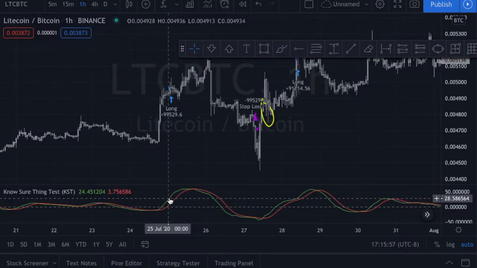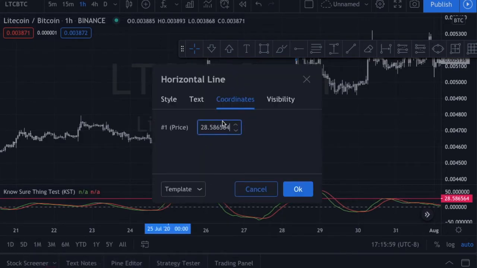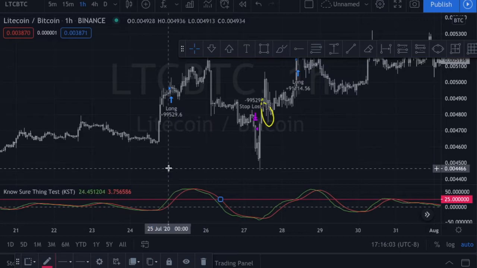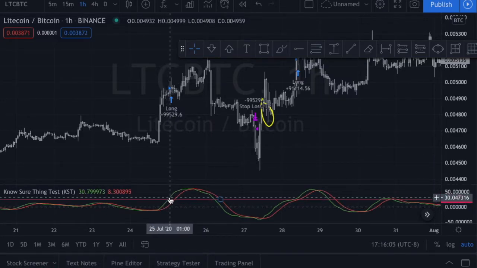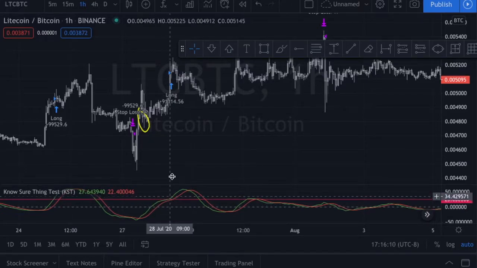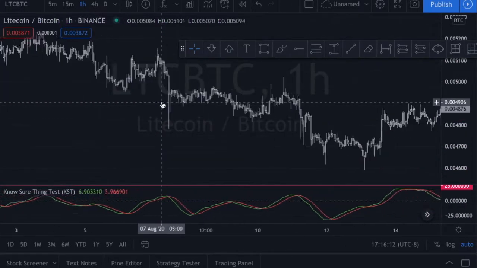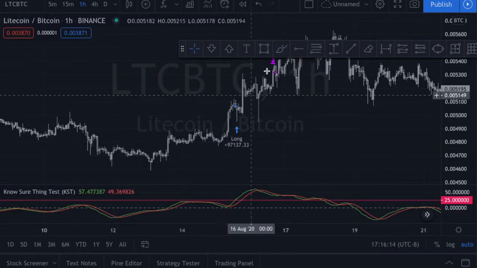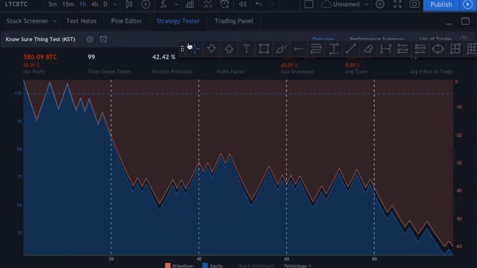Oof, that deleted the pink line. So once again, let me make that. I'm going to set this at 25 and let's see how we do. So look, the green line crosses above that pink line. We take a long position. Green line crosses above pink there and we buy there. Let's see where it happens again. It doesn't happen till here and we buy there. Okay, so let's see how our strategy does.